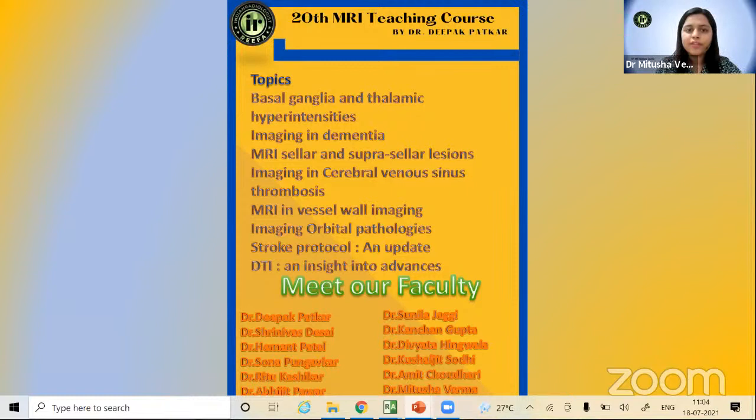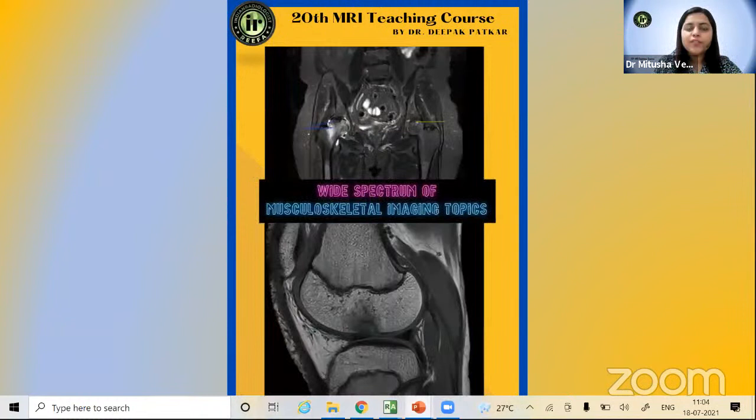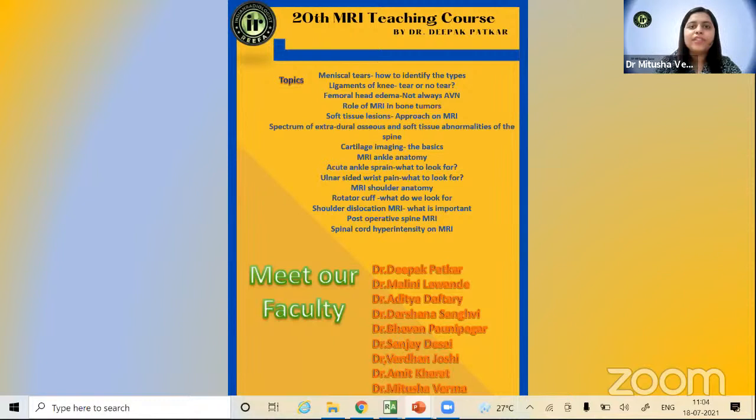With this, we'll move to the next session, which will be completely dedicated to MSK topics. And there we'll have everything beyond anatomy, because anatomy we'll already see on 8th of August. So this session will deal with the detailed MRI in knee, shoulder, ankle, wrist, in approach to tumor, like lesions in soft tissues, as well as in osseous structures, and followed by some advances like peripheral neuropathies, cartilage imaging, etc.